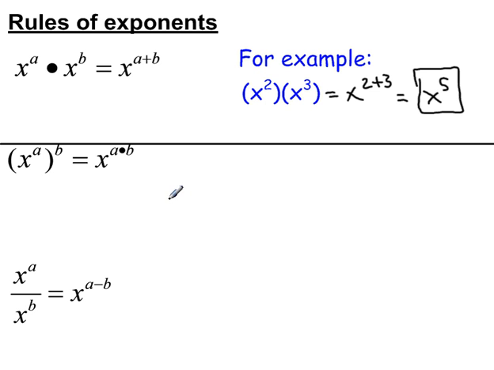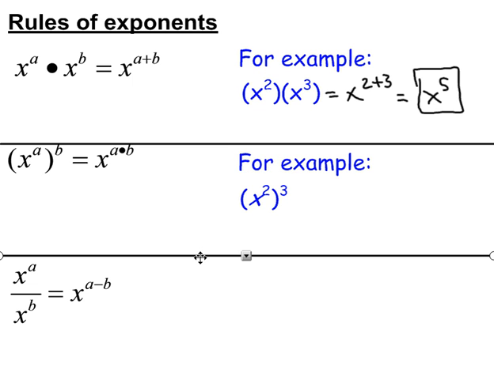Let's look at the other rule. Here we got x to the a inside parentheses, and we're raising that to the b. So the rule says when you do that, it's just x to the a times b. Let me give you an example just to make it more clear. So for example, you got x squared inside the parentheses, and you're raising that to the third power. So it's like you're multiplying x squared by itself 3 times.